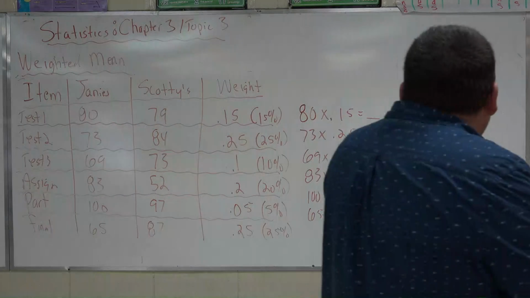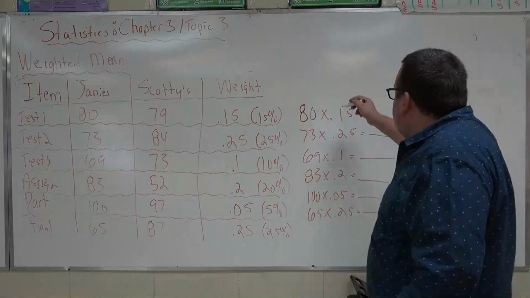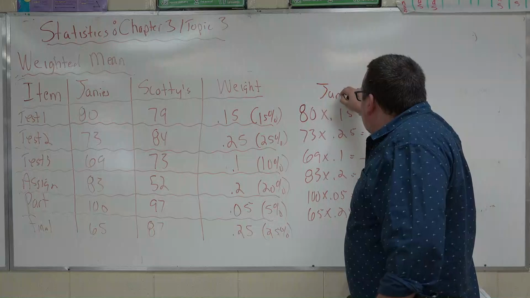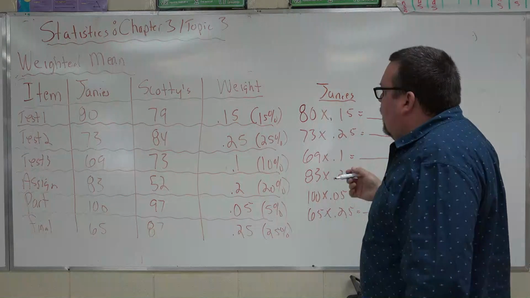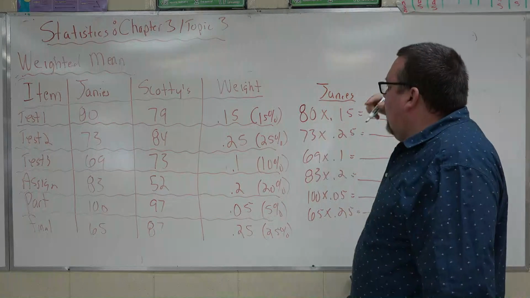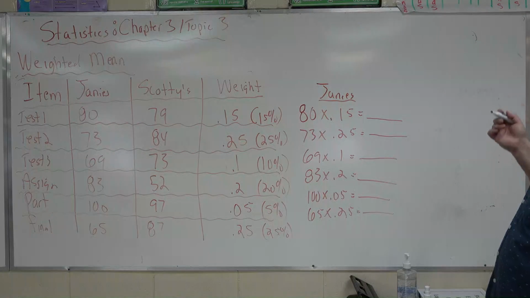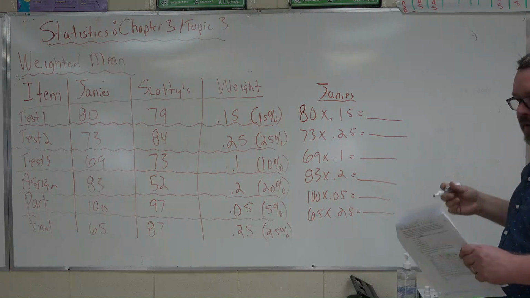Scotty's will be the same idea. This is Janie's. And what will you do for Scotty's? Well, you do the same thing. 79 times 0.15, get the answer. 84 times 0.25, so on and so forth.